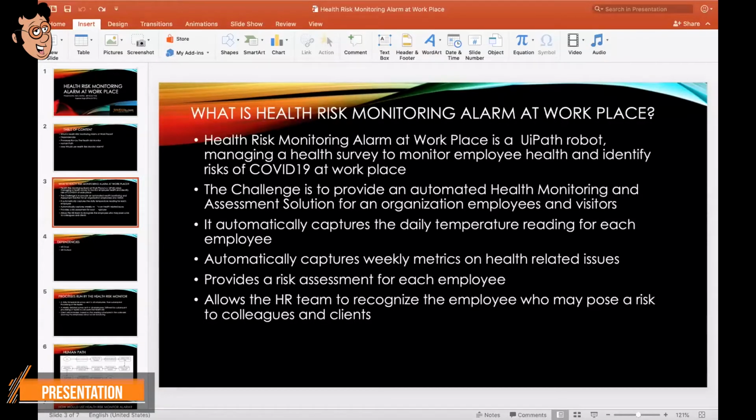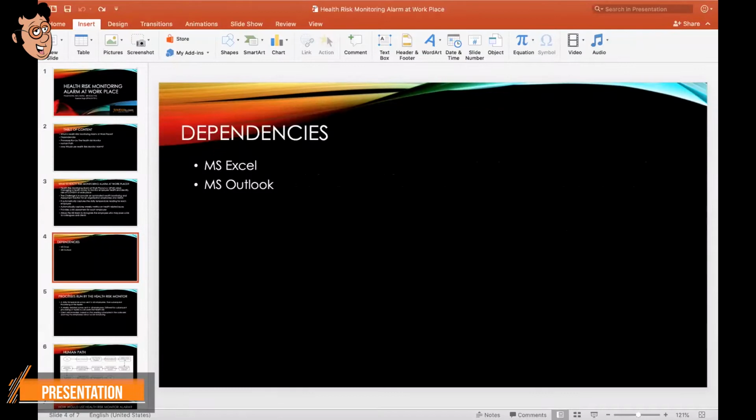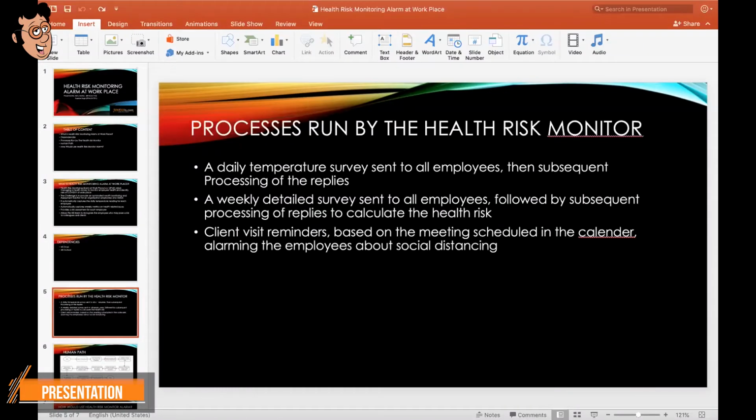Here we are going to take the numerics and calculate the risk management, and check how much at health risk that employee of the company is, and on that basis we need to decide whether that person should be working from office or working from home. So in this project we have two dependencies, MS Excel and MS Outlook. We are using these two dependencies.